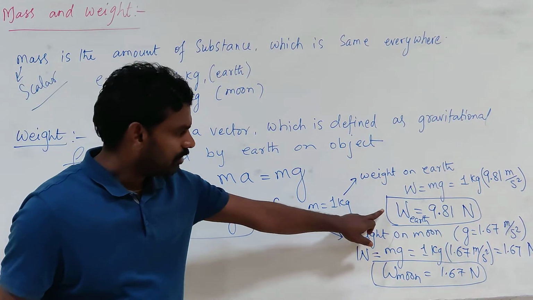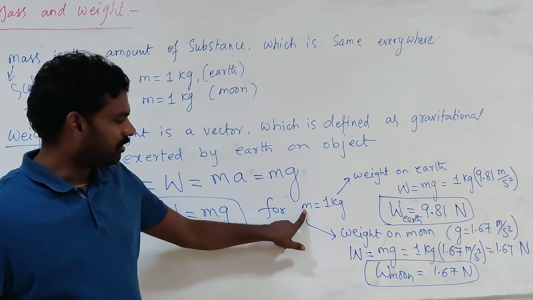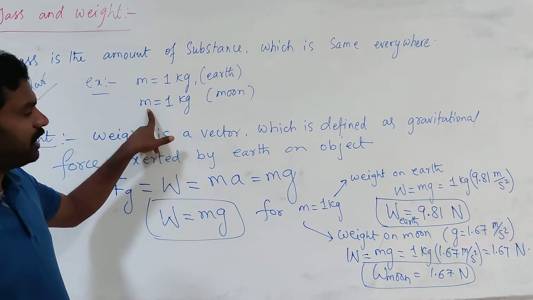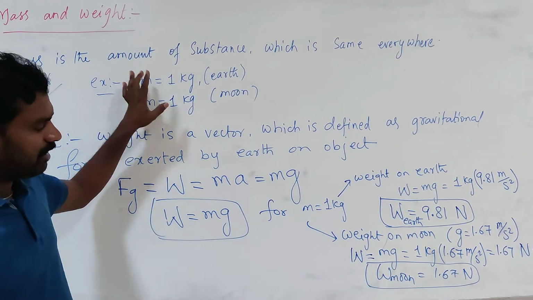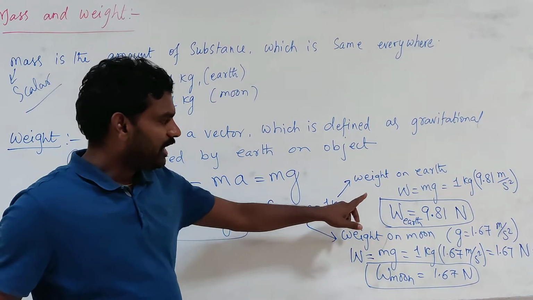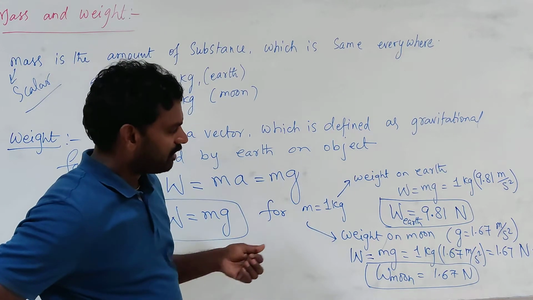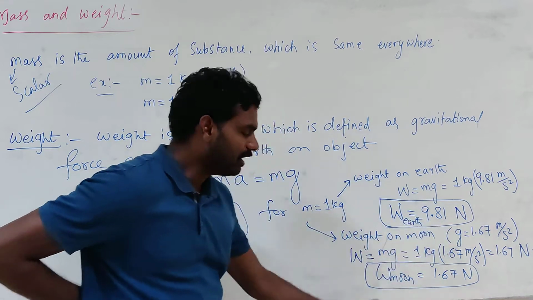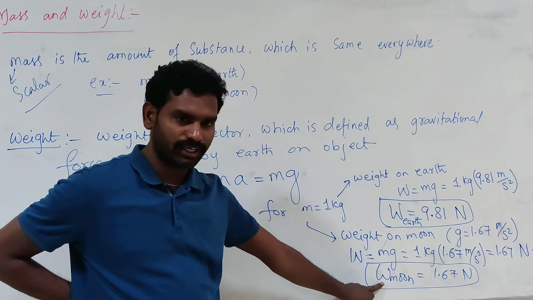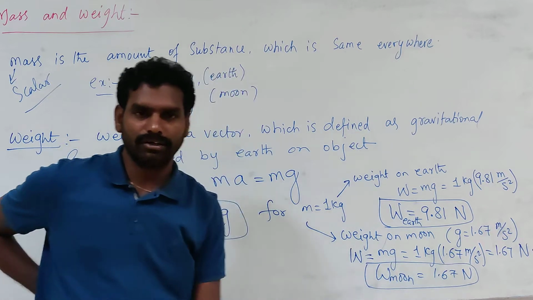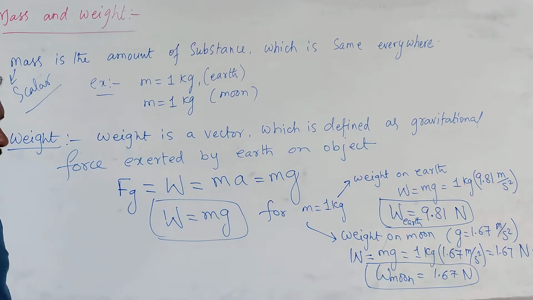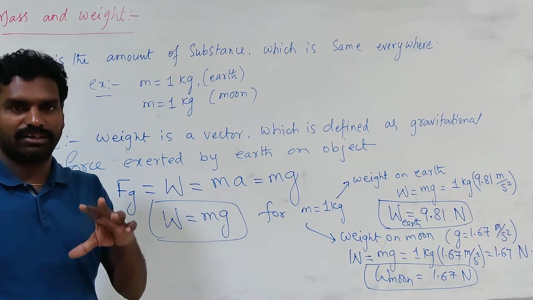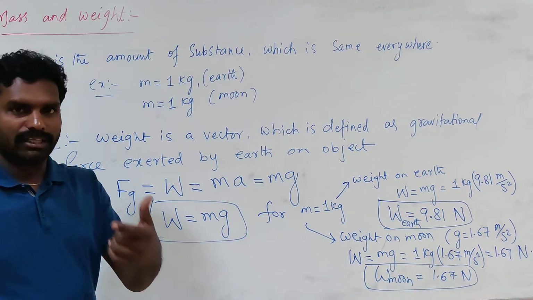From these two, mass is the same everywhere. Mass of the object on Earth equals 1 kg. Mass of the object on the Moon equals 1 kg. Mass is the same everywhere, but weight is different. Weight depends on acceleration due to gravity. Weight of the object on the surface of Earth equals 9.81 newtons and weight on the Moon's surface equals 1.67 newtons. Weight is not the same everywhere, but mass is the same everywhere. Weight depends on the acceleration due to gravity on the respective planet.